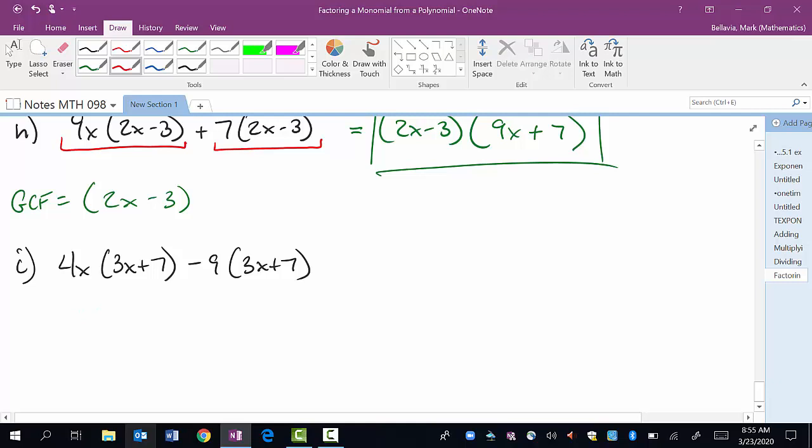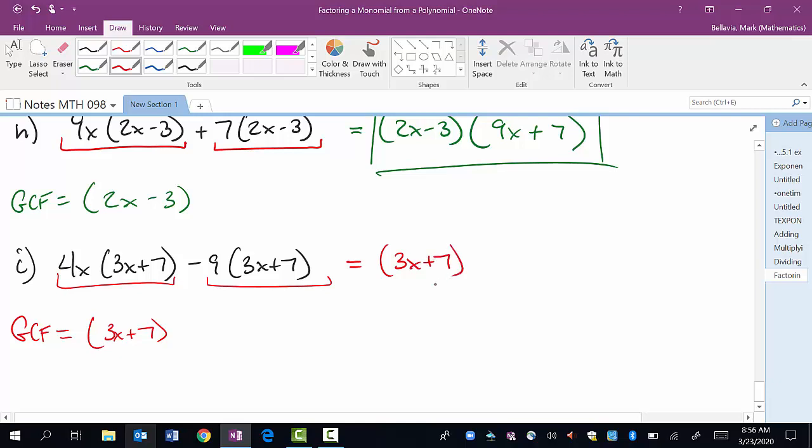The directions are factor. When I factor, I look for a greatest common factor between all the terms. Well, how many terms do I have? I have 2 terms. So the GCF here between the first and the second term, 4 and 9, they don't have any common factors other than 1. We have x here. We don't have any x's to a power here, so you can't take any x's. And then you have 3x plus 7. You also have 3x plus 7 there, so you can factor out 3x plus 7. So 3x plus 7 is our GCF.